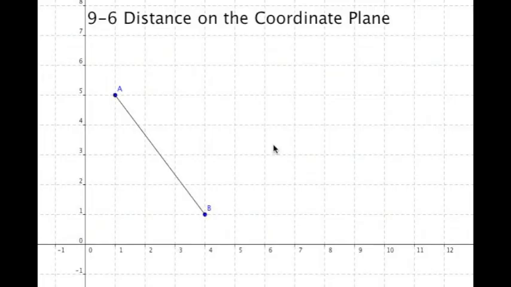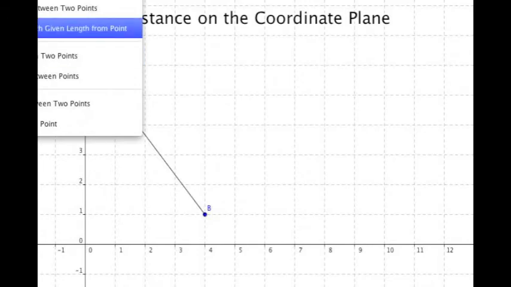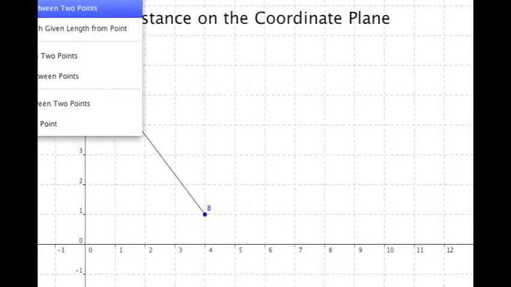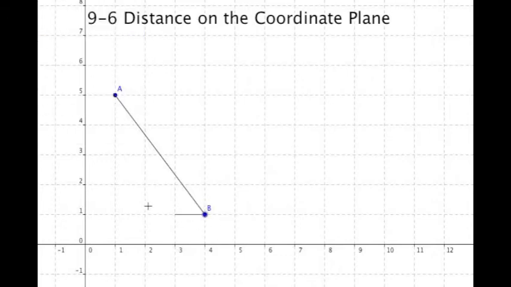In this video, I'm going to show you how to find the distance on the coordinate plane. Here I have a line segment, and I need to find out how long that line segment is. So what I'm going to do is create two rays that match up and create a 90-degree angle. So here's my first one. I'll actually use line segments here instead of rays.